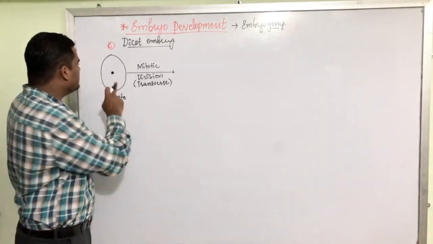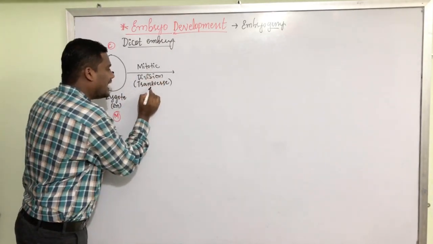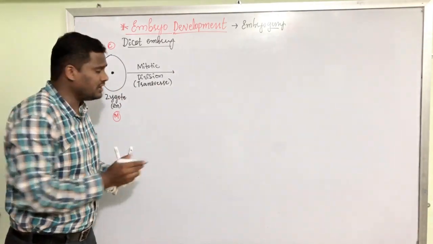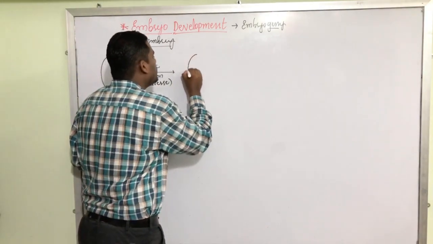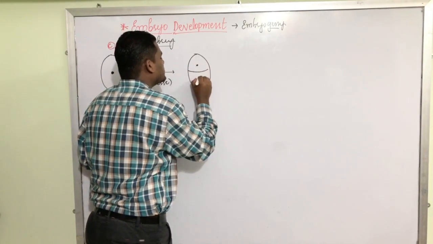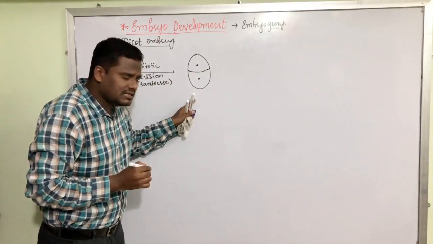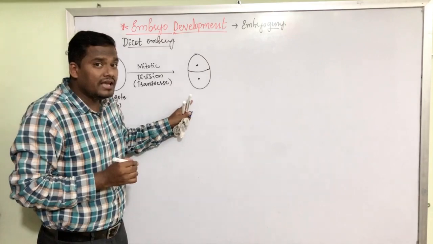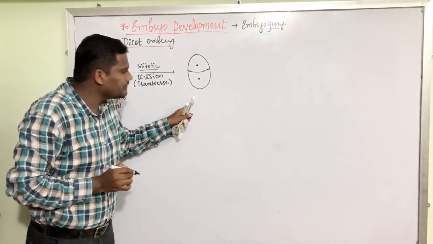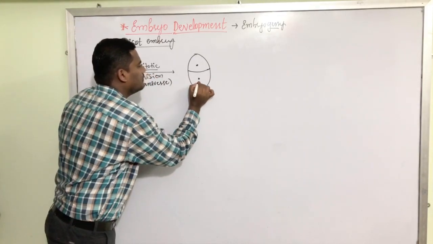This zygotic cell undergoes a mitotic division, and what kind of mitotic division? It is a transverse mitotic division. As a result of that, two cells are formed. Now, these two cells are diploid. Why are they diploid? Because of mitosis. Mitosis is the equational division. Because of mitosis, these two cells remain diploid.